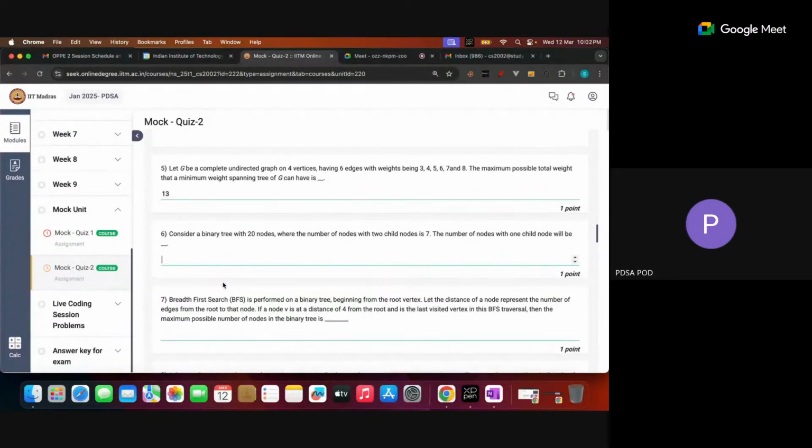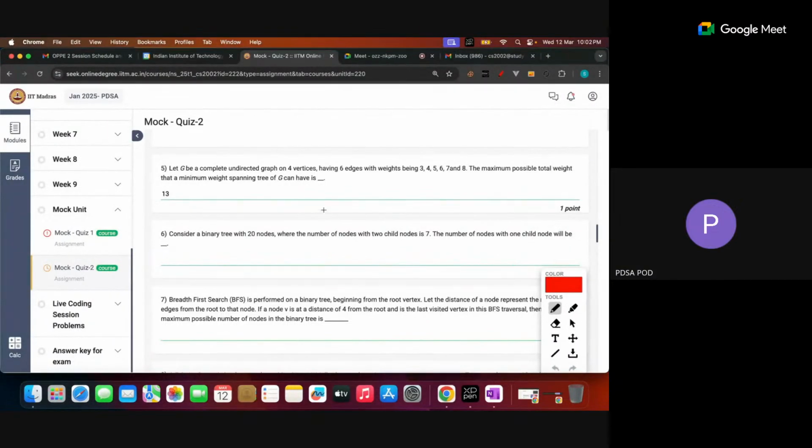There is a binary tree with 20 nodes, where the number of nodes with two children is 7. The total number of nodes with one child will be what? If a particular binary tree is there, there might be a chance of two children. So this is a somewhat interesting question. Maybe there is a constant, standard formula.